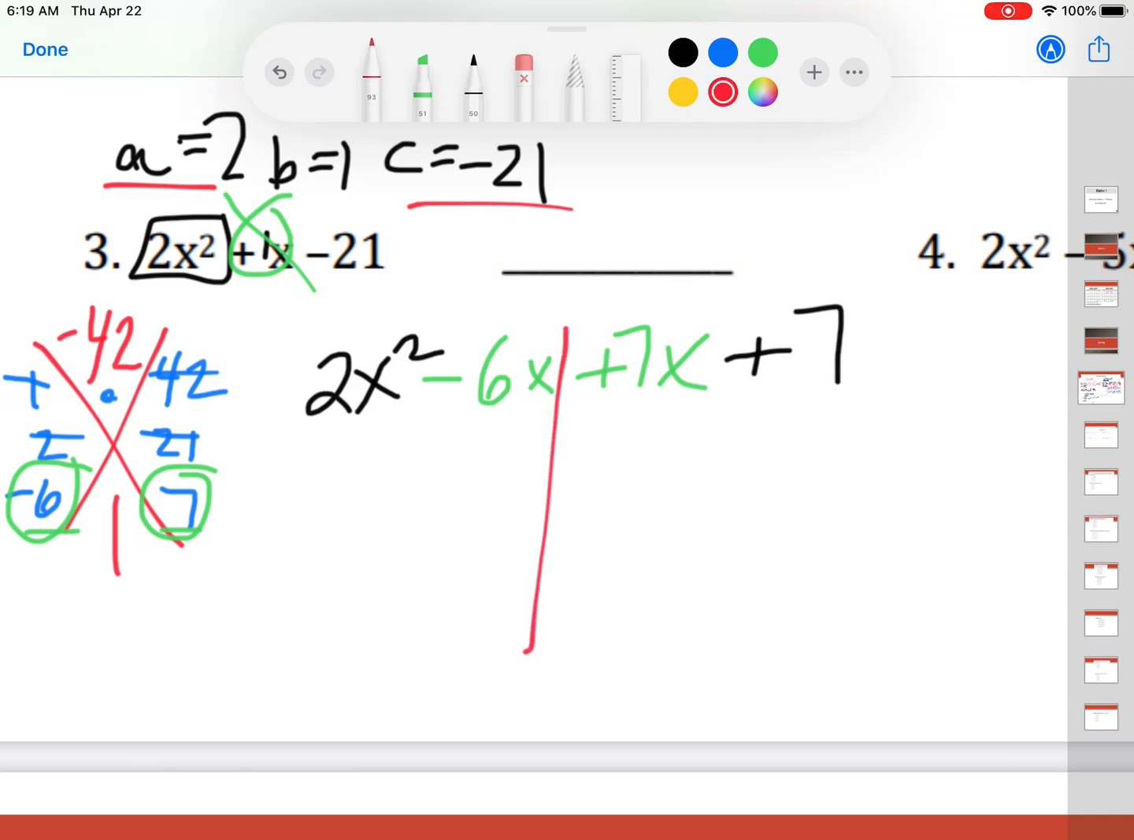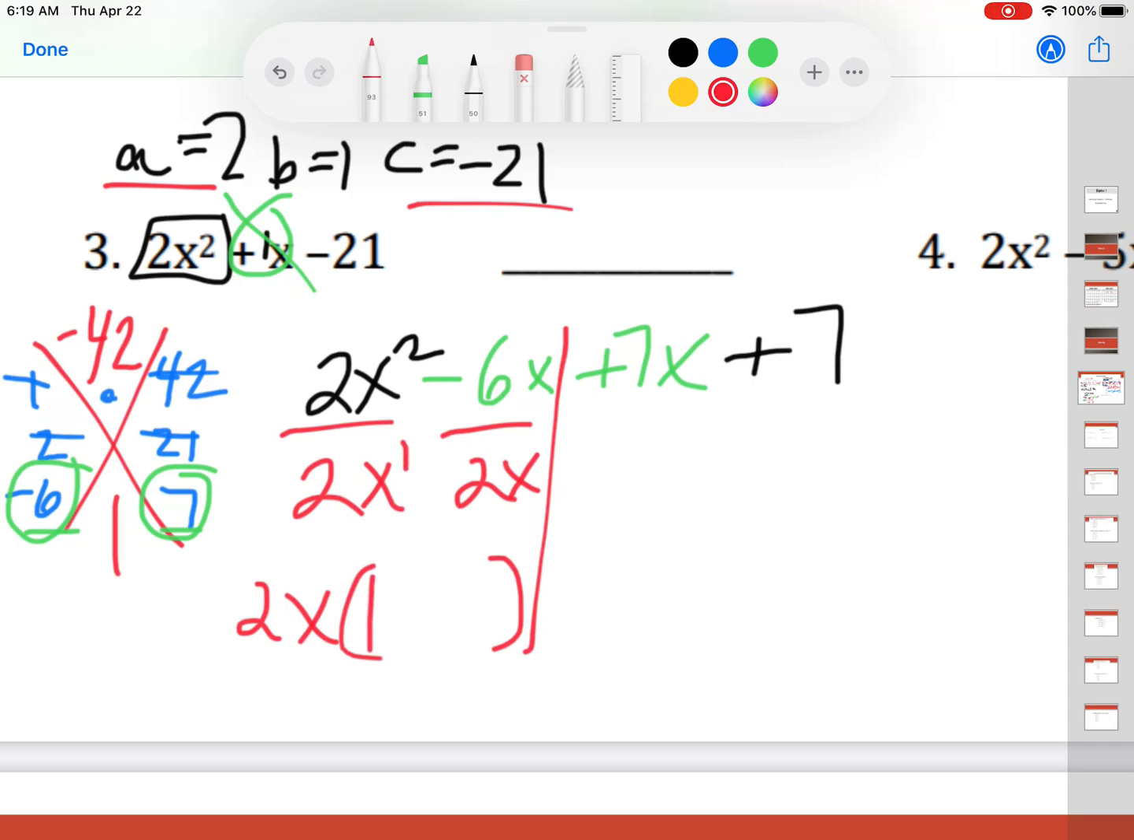Now we can split the middle and write what that comes out. A 2 is the biggest number that I can divide a 2 and a 6 by. An x is what's in both terms. So I'm going to take out a 2x. My leftovers, 2 divided by 2 is 1. When exponents are stacked, you subtract. Minus 6 divided by 2 is 3. When exponents are stacked, you subtract.